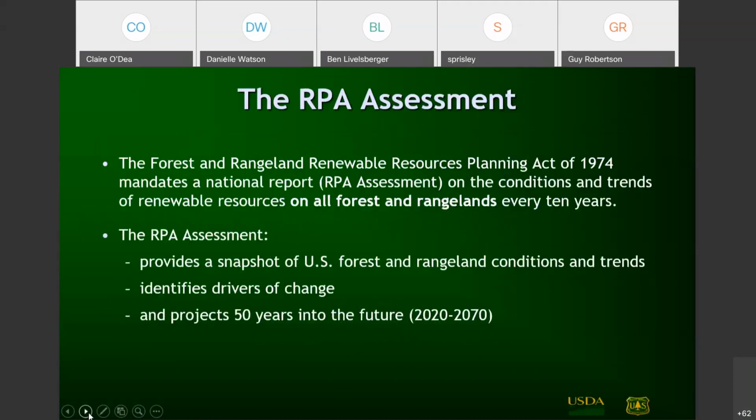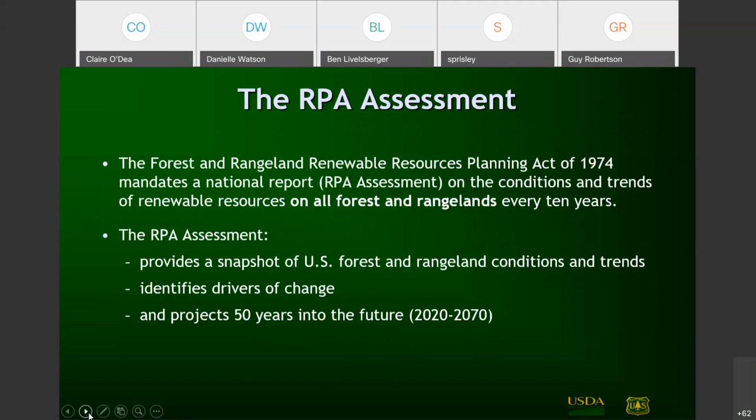For those of you who aren't familiar with the RPA assessment, it's a recurring assessment conducted by the Forest Service to meet legislative requirements. Congress passed the Forest and Rangeland Renewable Resources Planning Act in 1974 due to concerns over resource scarcity. The legislation requires a national report on the conditions and trends of renewable resources on all forests and rangelands every 10 years. And this report is the RPA, or Resources Planning Act assessment.